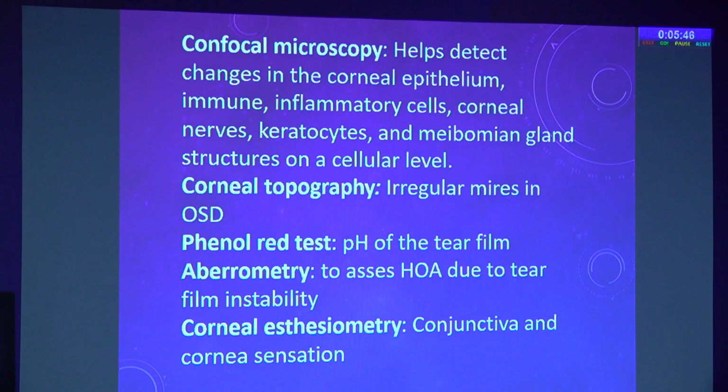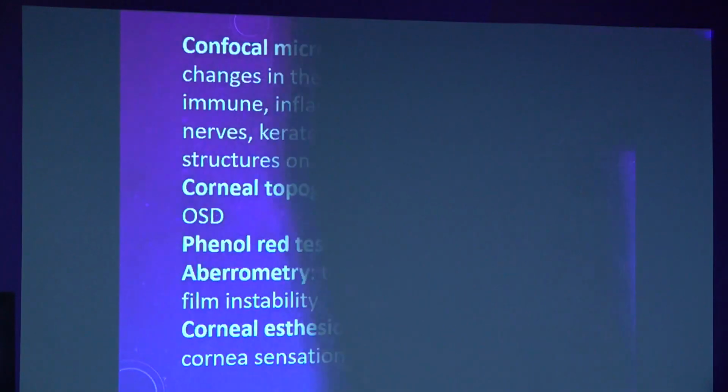The other things are confocal microscopy. It helps to detect changes in the corneal epithelium, immune or inflammatory cells, corneal nerve damage, keratocytes, and meibomian gland structure. All this can be detected at the cellular level. Corneal topography can show irregular astigmatism in OSD. Phenol red test tests the pH of the tear film. Aberrometry assesses higher order aberrations, which can be due to tear film instability. Corneal aesthesiometry is also done because the neurosensory component also plays an important role in OSD.